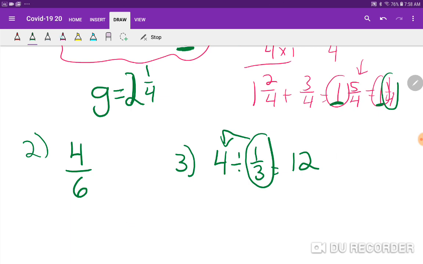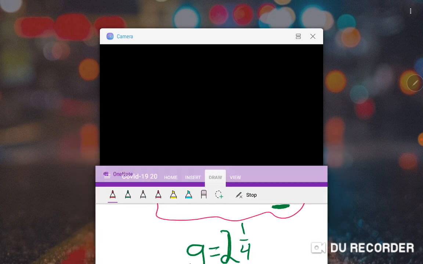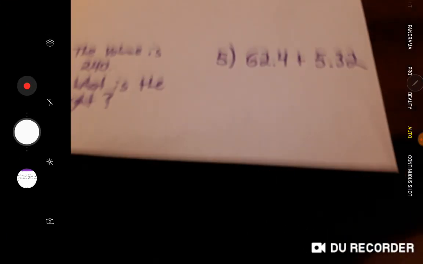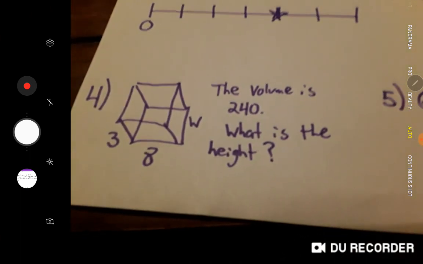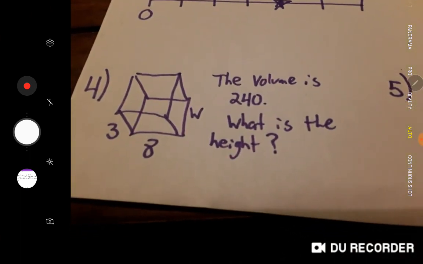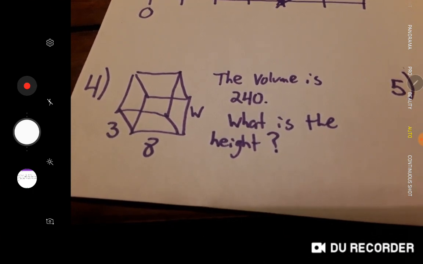Okay, let me switch colors here. Let's get number 4. Okay, let's go back to the camera and see if this works a little smoother this time. Yep. Okay, number 4. Ooh, this one's a little tricky. So I have a length and a width, but I have no height. You see, W is the height, but it's missing. But they do give us the volume.